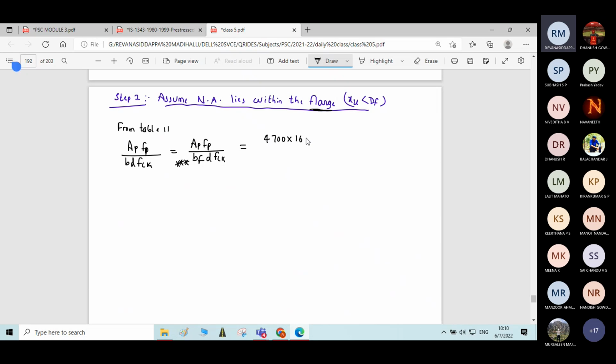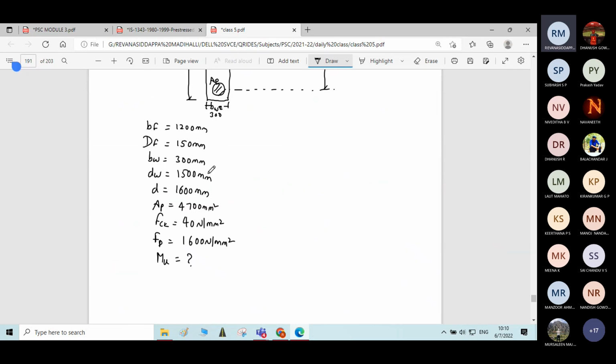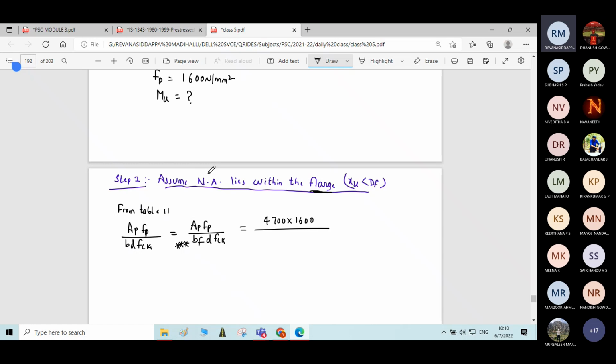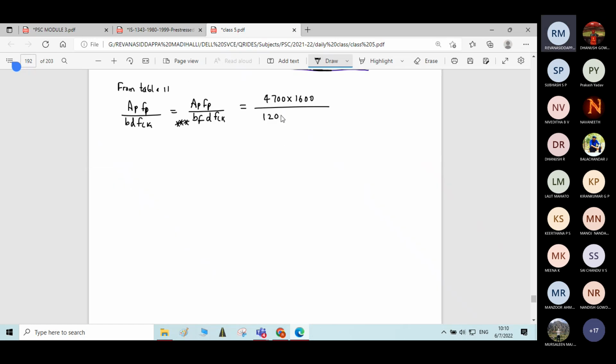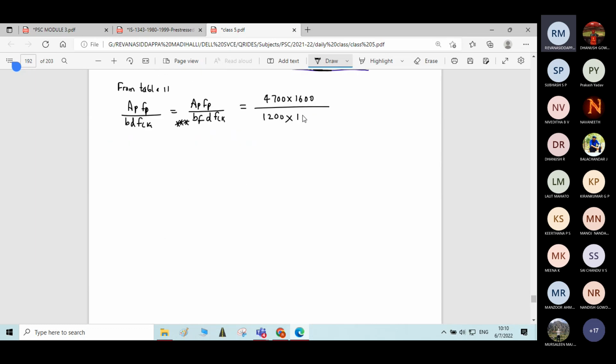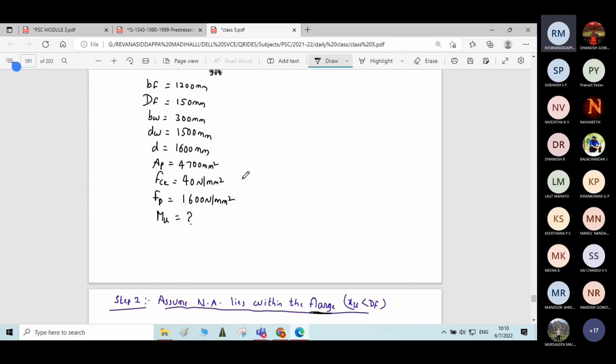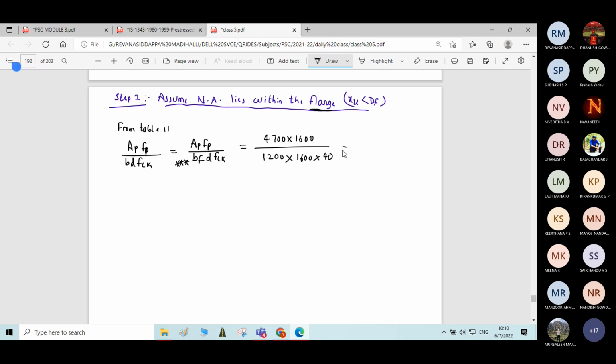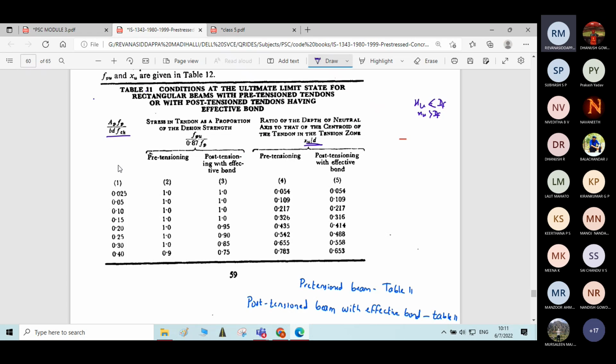4700 into 1600 divided by width of flange is 1200. 1200 into effective depth is 1600. 1600 into fck 40. If you estimate this value, you will get the answer as 0.098. Okay, now you got the value of this ratio, that is 0.098. Corresponding to 0.098, you need to estimate the value of xu by d.